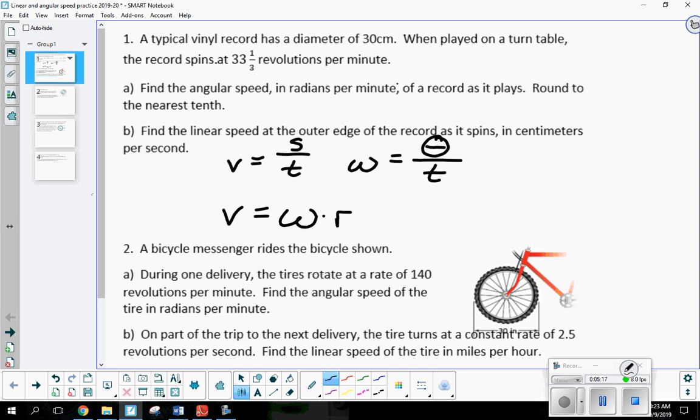That's why angular is going to become so important to you. How do we find angular? I know the formula says theta over time. There were two fractions I was going to have you set up each and every time. First, you need the number of revolutions. How fast is your item spinning in a given time? That's exactly what the formula is saying: theta, the number of revolutions, over t, time.